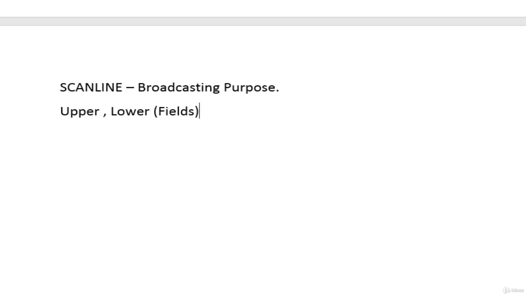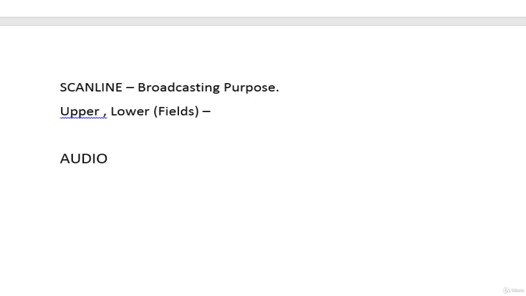So basically, these upper and lower fields are only used when a video has to be broadcast on some channel or television, like a news channel or maybe an advertisement which is only for broadcasting purposes. Then this kind of field is used. Now we would also come to another very important part of a video, which is audio.